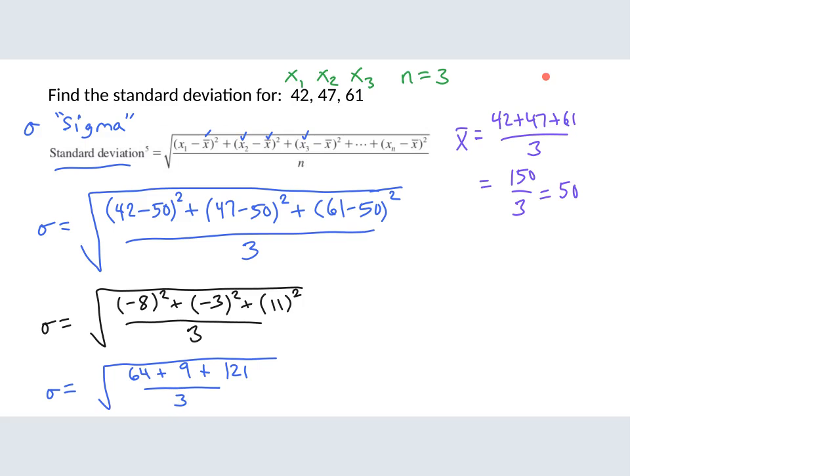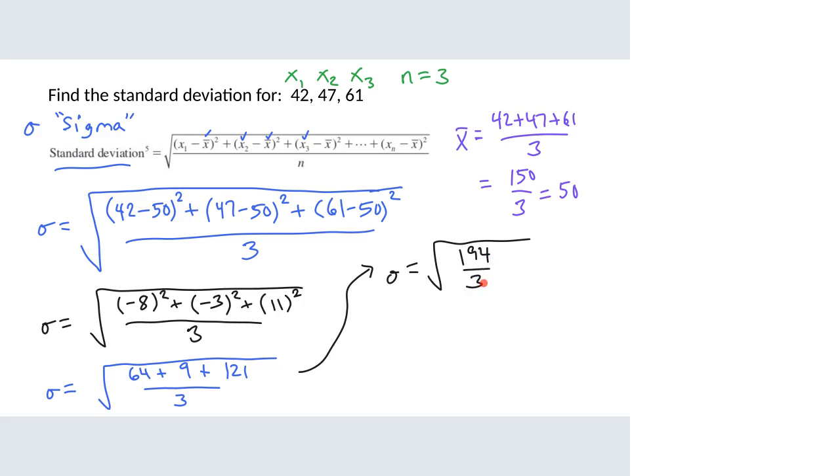When I say this cleans up in a hurry, this is what I mean, because we had a pretty complex looking thing, and just a couple of steps later, we're down to something that's much more simple. At this point, we have to remember that this division bar tells us do everything on top, do everything on the bottom, divide last. So we're going to need to add those 3 numbers that are in the numerator there. And we'll get that the standard deviation is square root of, let's see, 64 plus 9 plus 121. Looks like 194 over 3.